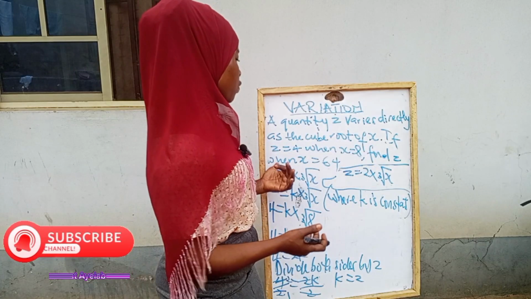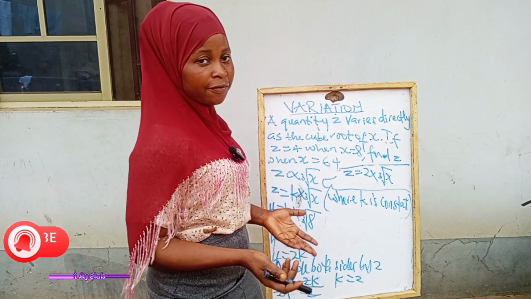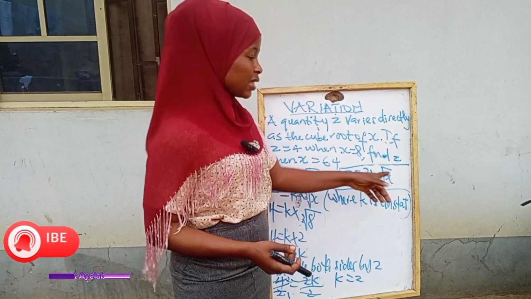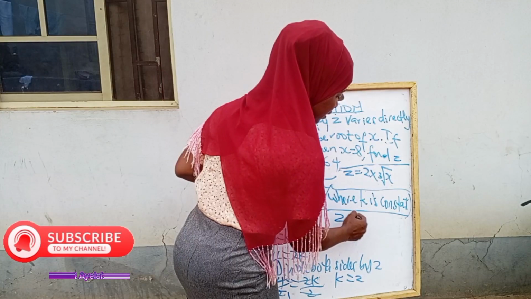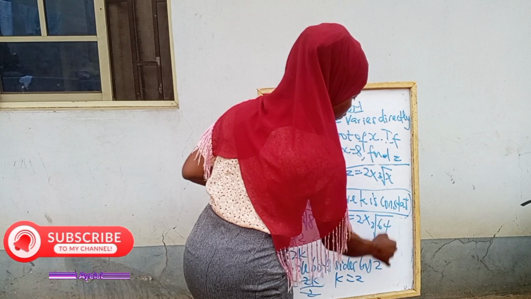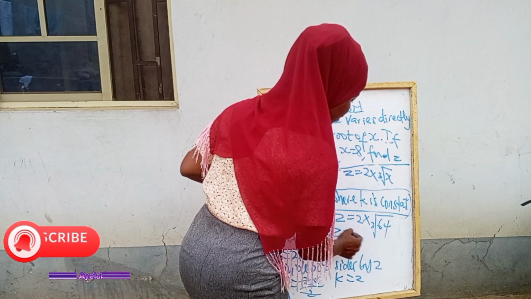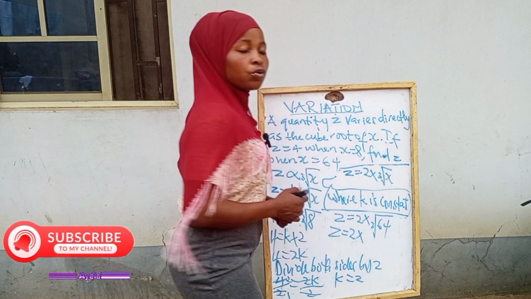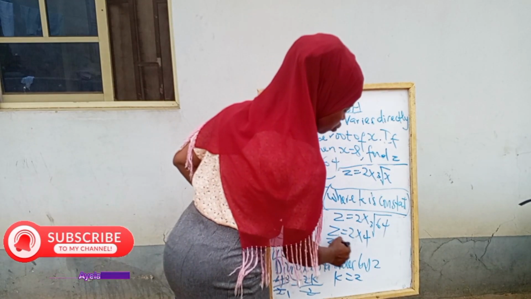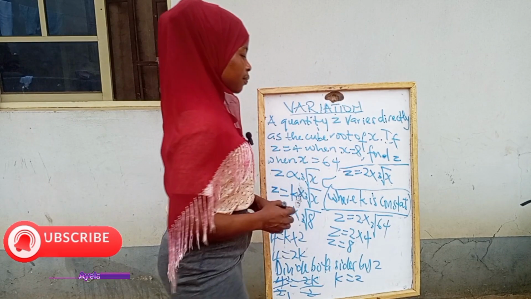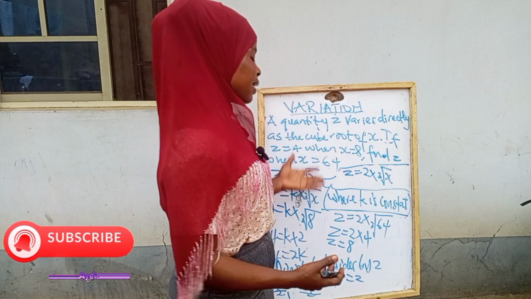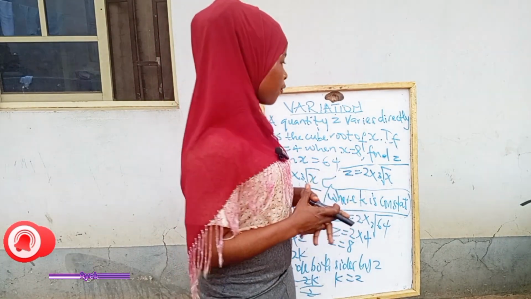We are told to find the value of z when x is equal to 64. We are using this formula and we are going to substitute the value of x into this formula. z is equal to 2 times cube root of 64. The cube root of 64 is 4, so z is equal to 2 times 4, which will give us 8. So therefore, when x is equal to 64, z is equal to 8.